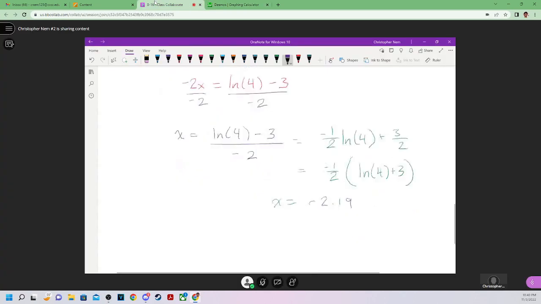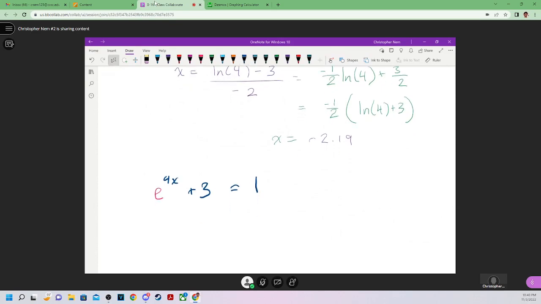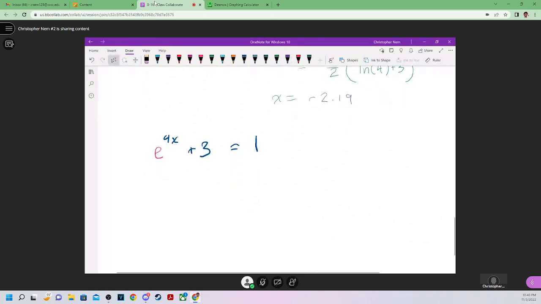Now, a few things that I want to address before we move on to the more difficult problems. Why do we even try to isolate? Let's talk about that. Let's suppose I had e raised to the 4x plus 3 equals 1. I'm not actually going to solve this problem, but I'm going to give you an idea. If I did not isolate my exponential term, what's going to happen when I apply ln to both sides? I have ln of e raised to the 4x plus 3 equals ln of 1.